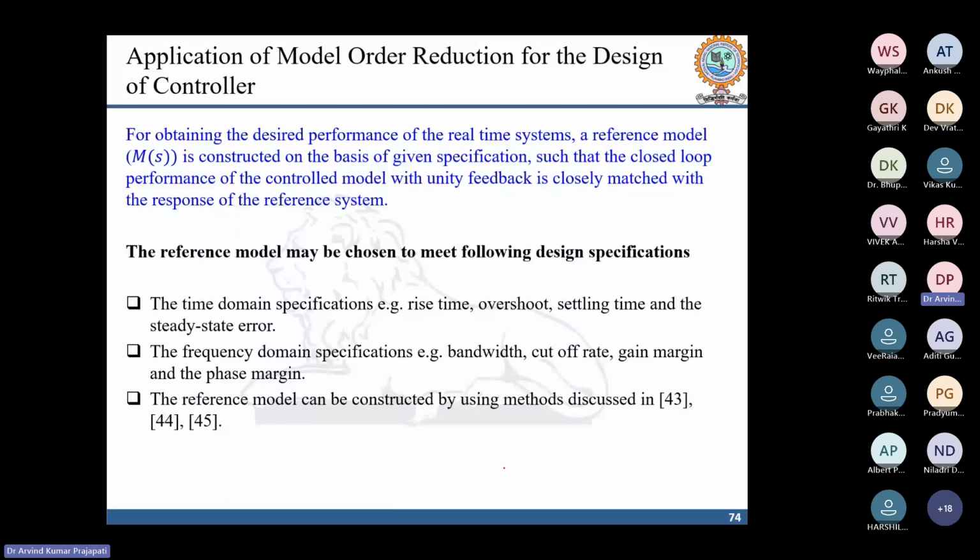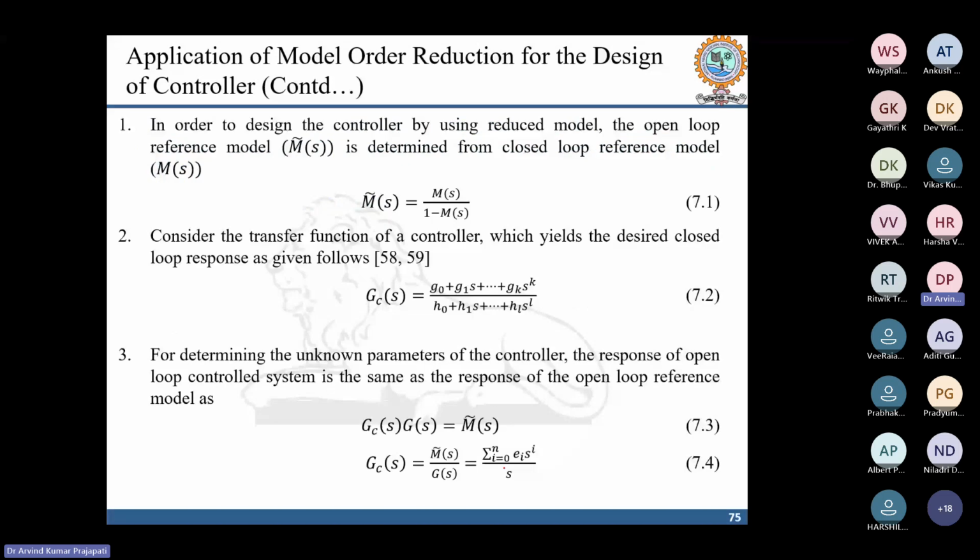Like you have to design a system which is giving this much settling time, this much peak time, and this much error. By using these data, you construct the reference model, and then in your system you have to design the controller so that the response of the reference model and the response of the closed loop system will be the same. If it is the same, then you are successful. So how we are doing this in the reduced order model, that I am going to discuss. First you have to calculate the reference model on the basis of your desired data. And once you have calculated the reference model, then you have to determine the open loop reference model, and that is given in step 1.